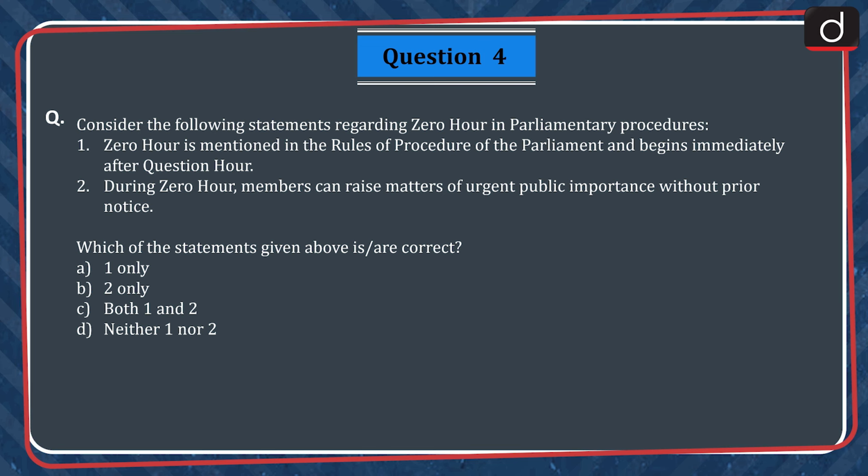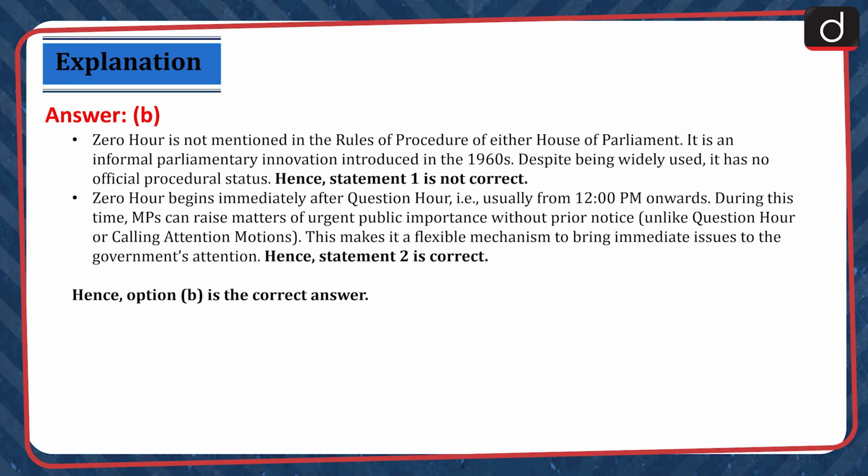A. 1 only. B. 2 only. C. Both 1 and 2. D. Neither 1 nor 2. The correct answer is option B. ZR is not mentioned in the rules of procedure of either House of Parliament. It is an informal parliamentary innovation introduced in the 1960s. Despite being widely used, it has no official procedural status. Hence, statement 1 is not correct.